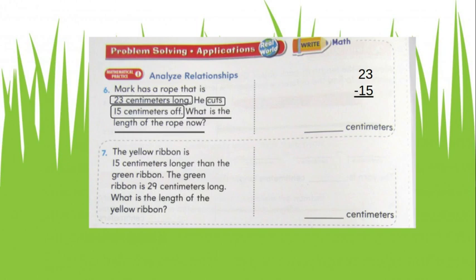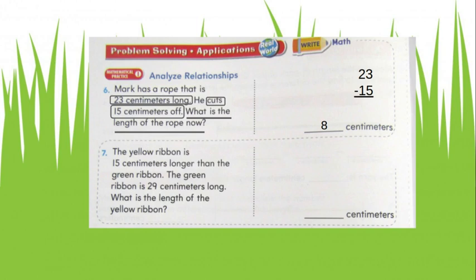Go ahead and copy that down and solve it. Remember the poem, more on the floor you need to go next door. I'll give you a moment to solve that problem. Make sure you're showing all of your work. You should have gotten 8 centimeters. Let's take a look at number 7.